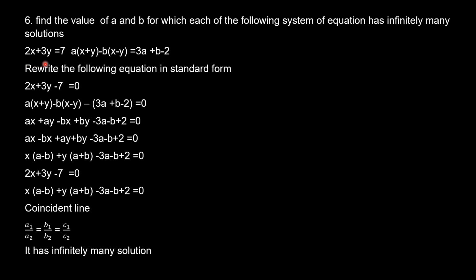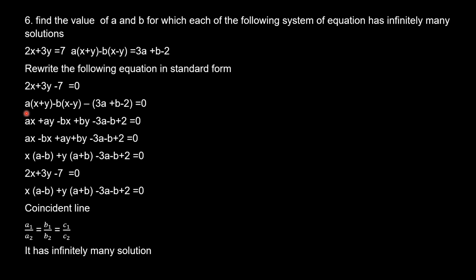Take the equation 2x plus 3y equal to 7. Write it in the standard form: 2x plus 3y minus 7 equal to 0. This is a into x plus y minus b into x minus y equal to 3a plus b minus 2. This is the second equation. So a into x plus y minus b into x minus y, this 3a plus b minus 2 will come to this side to make it a standard form. That is equal to 0.